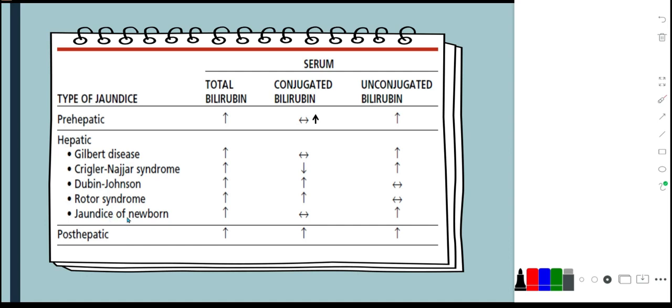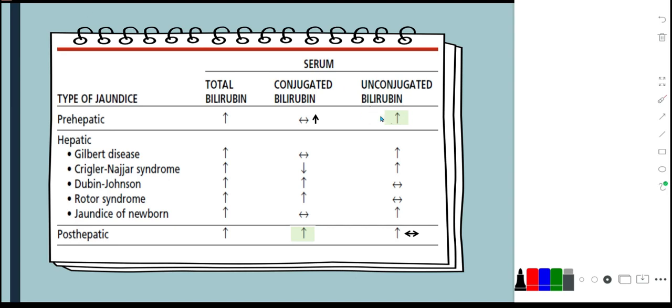As for the jaundice of newborn, again, the liver is not yet well developed, so the conjugation process is less efficient. So it could be associated with increased unconjugated bilirubin and normal conjugated bilirubin. As for the post-hepatic jaundice, both conjugated and unconjugated bilirubin could increase, but as what I have mentioned, the conjugated bilirubin increases at a higher rate compared to that of your unconjugated bilirubin. So in cases of post-hepatic jaundice, pwede nga si unconjugated bilirubin is still within normal levels, okay?